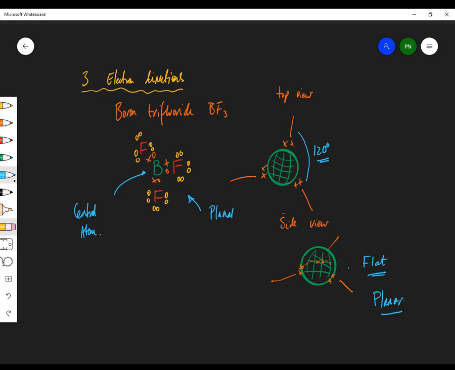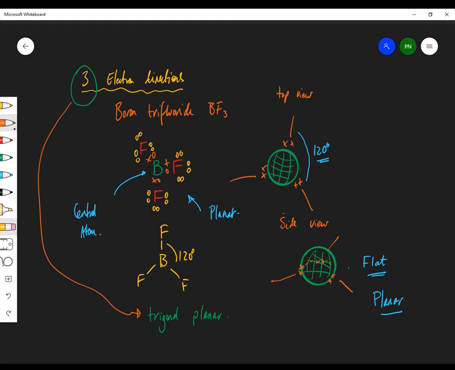It's flat. So let's have a look then. What shape will it be? Well, it would look very simply like this, with this angle 120, and it's flat. And this is called trigonal planar. It's a trigonal planar shaped molecule. So if you have 3 electron directions, you get what shape? You get trigonal planar shaped. Any 3 electrons, any 3 bond directions, and there's 1, 2, and 3. 3 electron directions, and it's going to be trigonal planar. It's going to be flat.